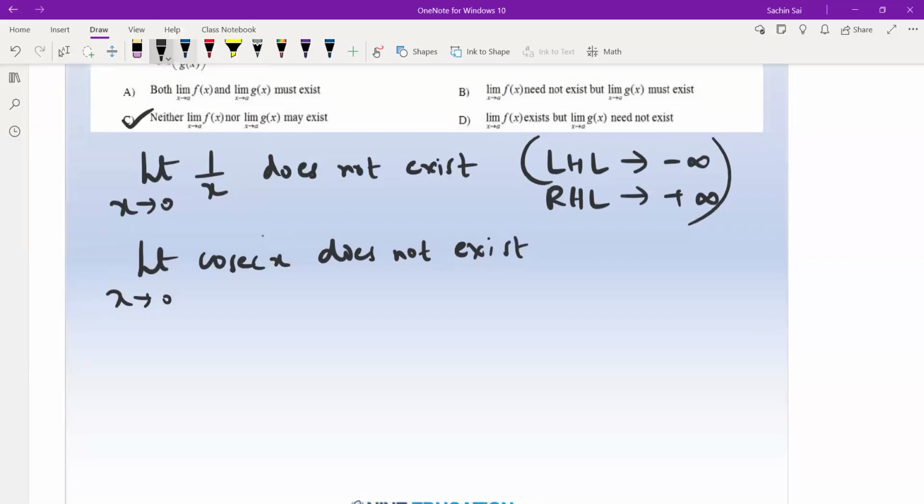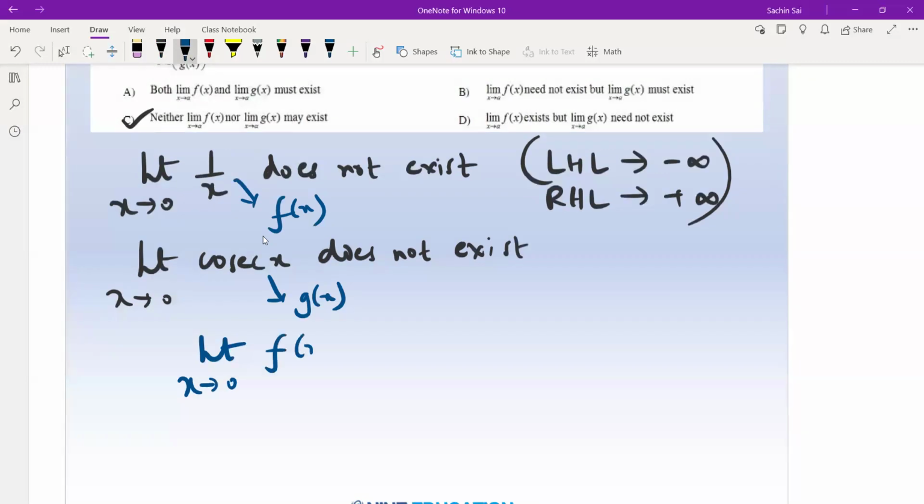Now let me define 1 by x as f of x and cosecant x as g of x, right? Now what is limit x tends to 0 of f of x divided by g of x? It is limit as x tends to 0, sin x by x, a well-known limit which we know as 1, right? So here we have shown with an example that even if the limit of f of x and the limit of g of x are not defined at a certain point, the limit of f of x by g of x can be defined at that point, right? So the correct answer is C.